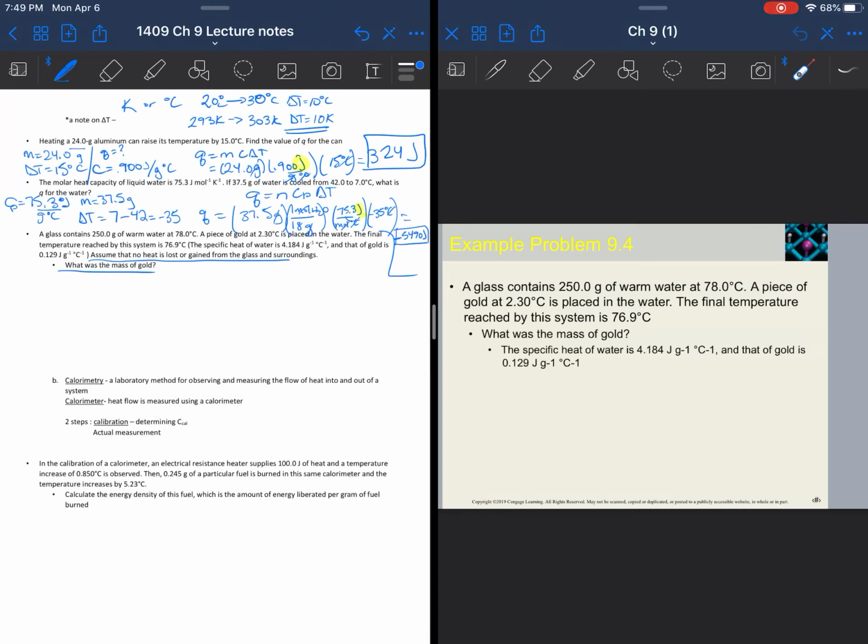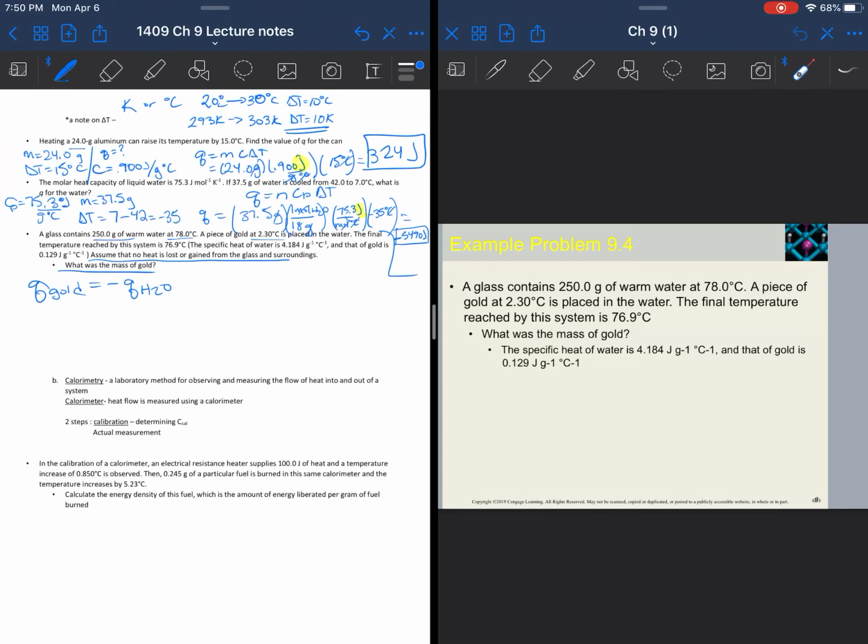And so it allows us to calculate what is the mass of the gold if we remember that however much energy is lost by the gold, that is going to be how much is gained by the water. If there's nowhere else for the energy to go, if it's just leaving the gold and entering the water, then the change in energy of the gold is going to be equal but opposite in sign for the change in energy of the water.